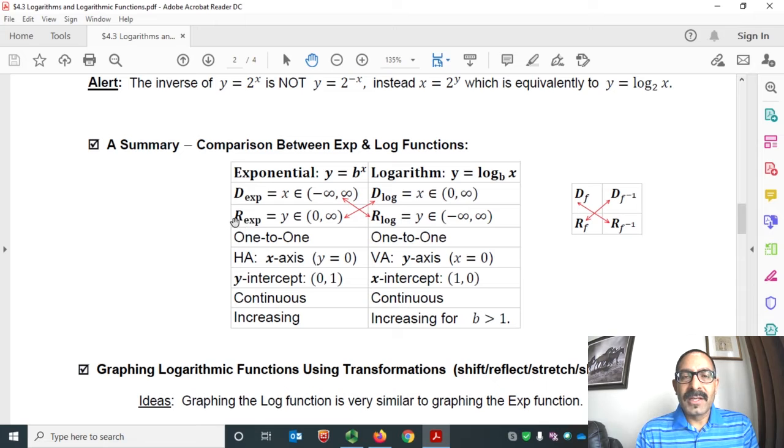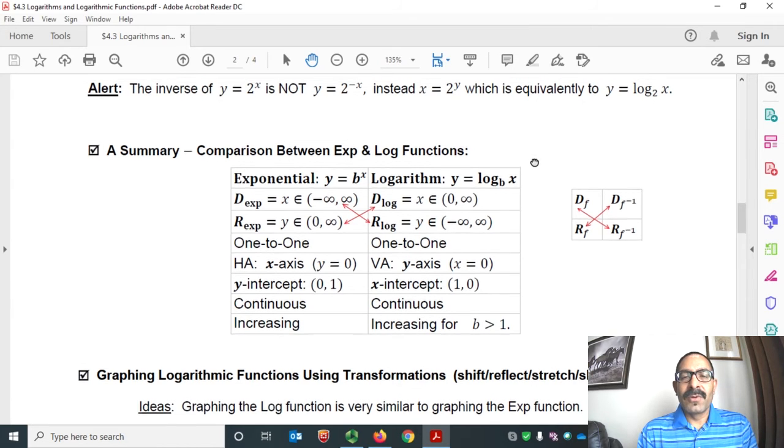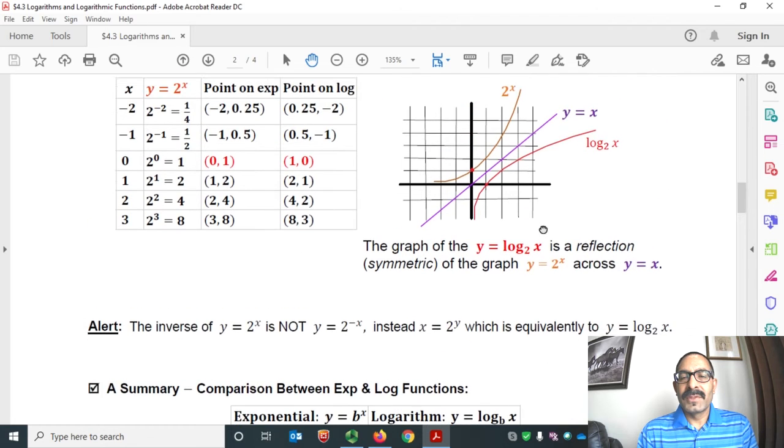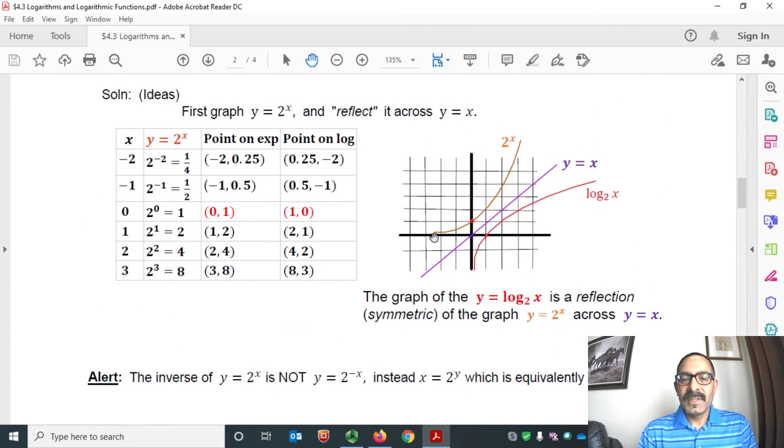Similarly, the range of the exponential function is 0 to infinity, excluding 0. That means the domain of the log function is 0 to infinity. Let me go back to the diagram here. The exponential function is this one. Its domain is everything, and its range is 0 to infinity. The log function is this one. So the domain is 0 to infinity and the range is everything.